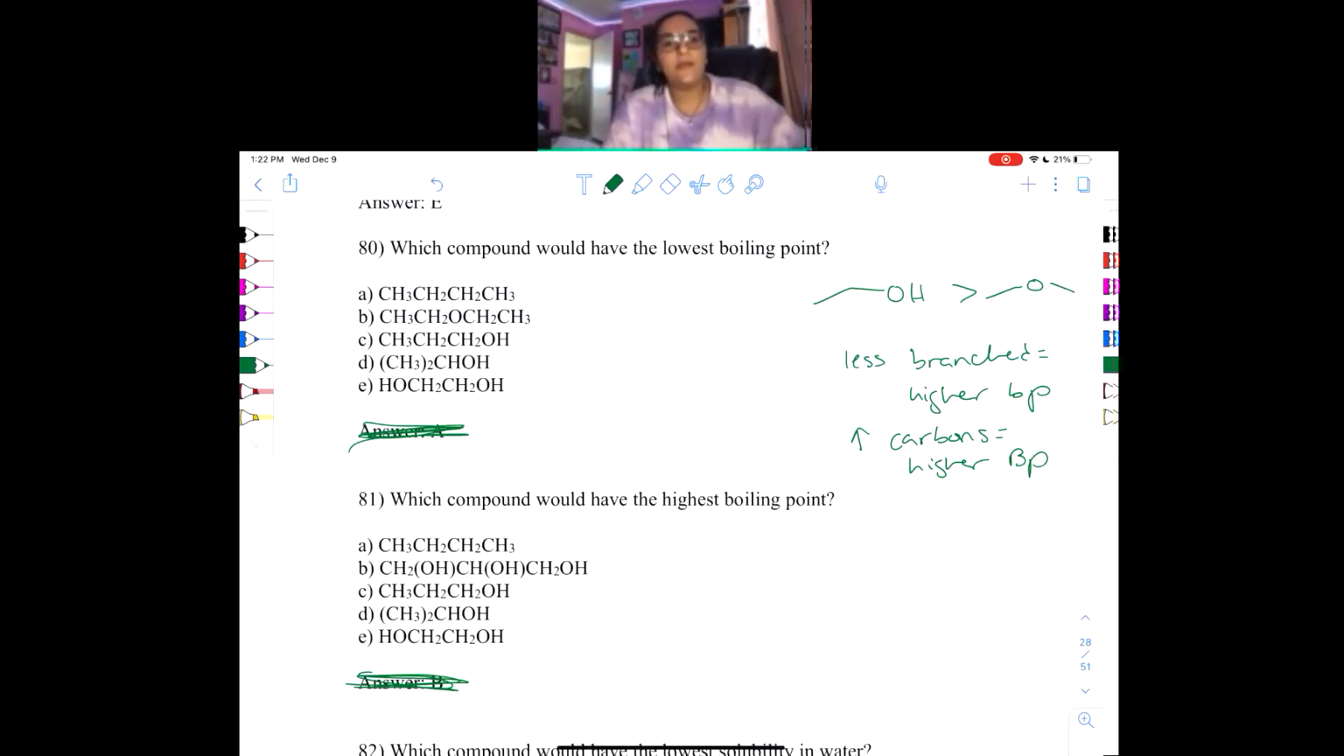So for number 80, we're looking for which of these has the lowest boiling point. We have just a straight carbon chain for A. We have an ether for B. We have an alcohol for C. D is also an alcohol, but it has a little bit more branching, so that's the difference. And then in E, we actually have 2 alcohols. So which of these do you think has the lowest boiling point?